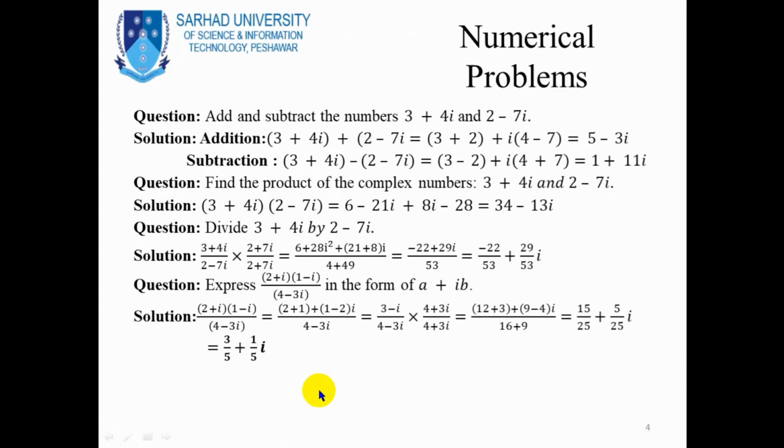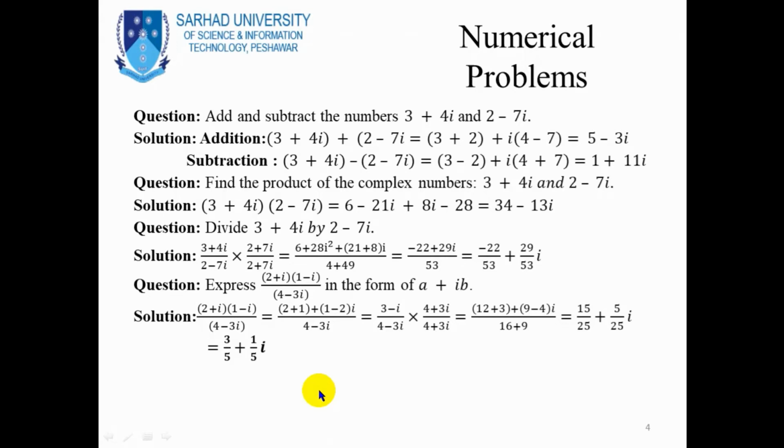Now we have a problem. In this problem we have two complex numbers. One is z1 equal to 3 plus iota 4 and the other complex number is 2 minus iota 7. So how to add 3 plus iota 4 plus 2 minus iota 7: adding the real parts and adding the imaginary parts, we obtain 3 plus 2 plus iota into (4 minus 7). We have 5 minus 3 iota.